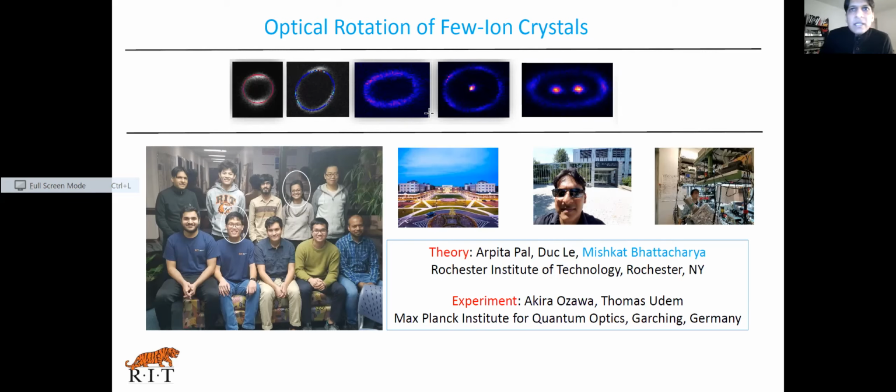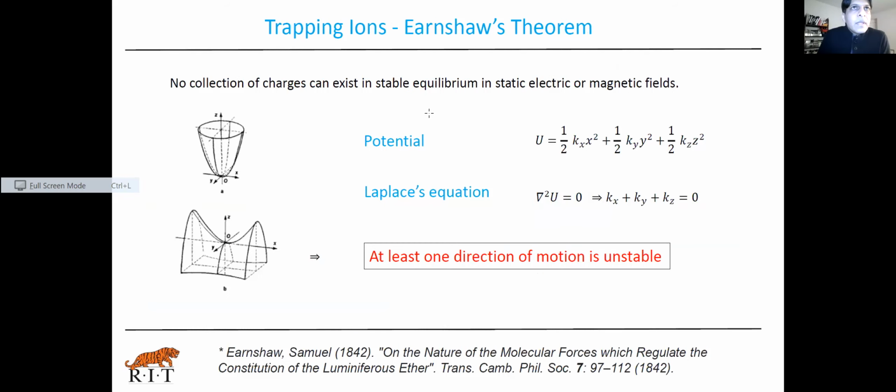Okay. So again, please stop me and ask questions if you have any. So we are going to talk about trapped ions, and these are atoms missing one electron, and they are charged particles. And there is a theorem called Earnshaw's theorem, which places quite severe constraints on the trapping of charged particles. So I tried to summarize it in one statement here.